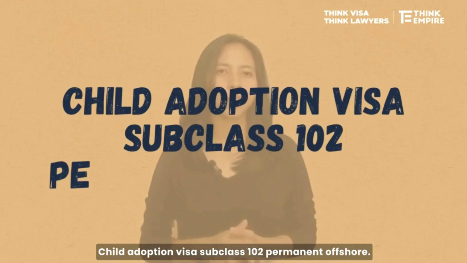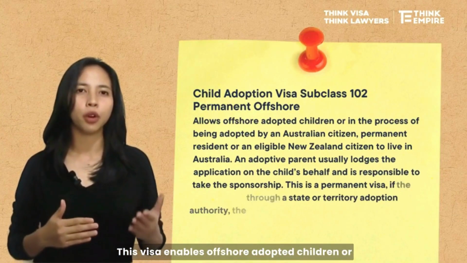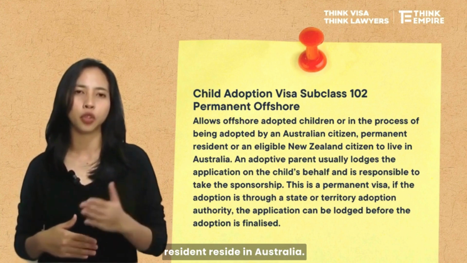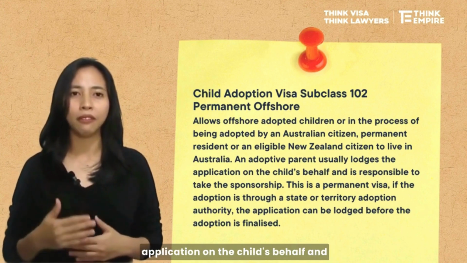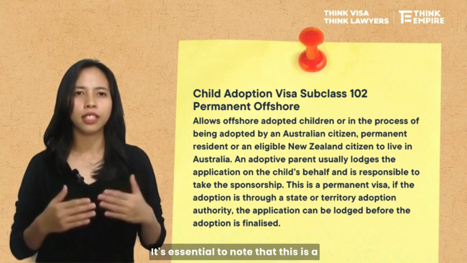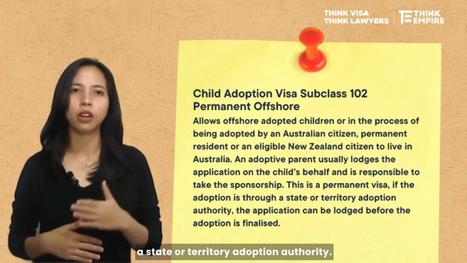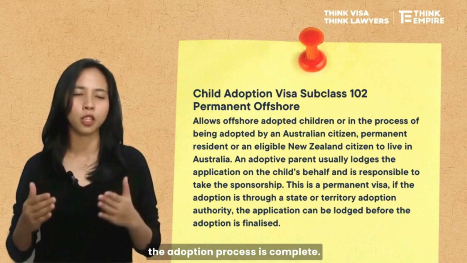Child adoption visa subclass 102, permanent offshore. This visa enables offshore adopted children, or those in the process of being adopted by an Australian citizen or permanent resident, to reside in Australia. Typically, the adoptive parents lodge the application on the child's behalf and take on the responsibility for sponsorship. It's essential to note that this is a permanent visa, and if the adoption is facilitated through a state or territory adoption authority, the application can be submitted before the adoption process is complete.